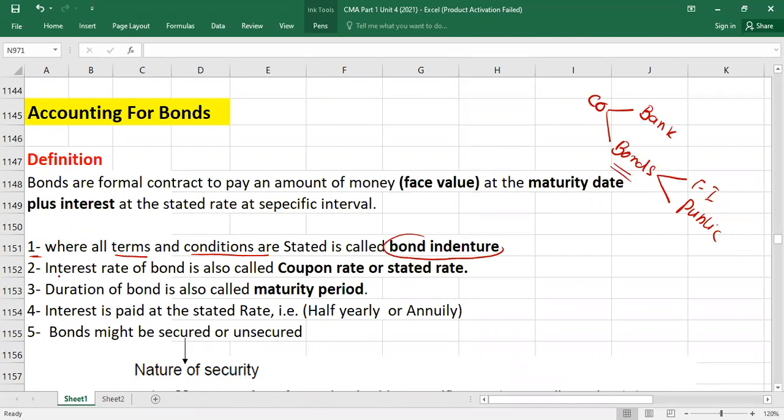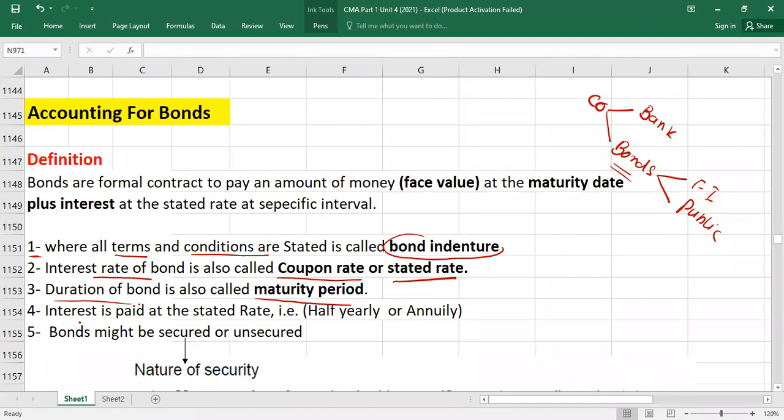Point number 2: on this indenture, the interest rate of the bond is also mentioned, and that interest rate is called the coupon rate. It is also called the stated rate. This is the rate of interest which the company will actually pay to the bondholder. The duration of the bond is also mentioned, like after how many years the company will take the bonds back and return the people's money. The duration of the bond is also called the maturity period.